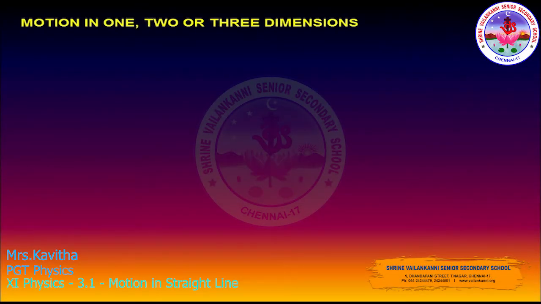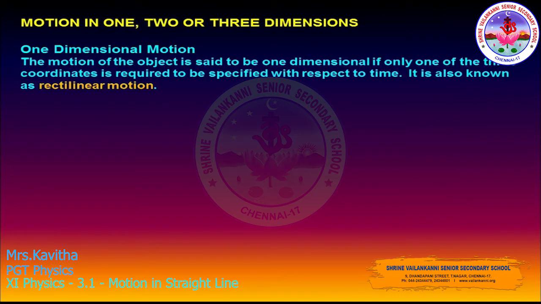Now the continuation of motion in a straight line. We are going to learn about motion in 1 dimension, 2 dimensions and 3 dimensions. What is 1 dimension? The motion of an object is said to be 1 dimensional if only one of the 3 coordinates is required to specify its position with respect to time.